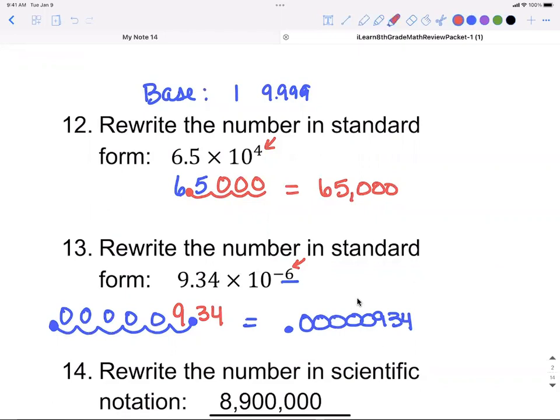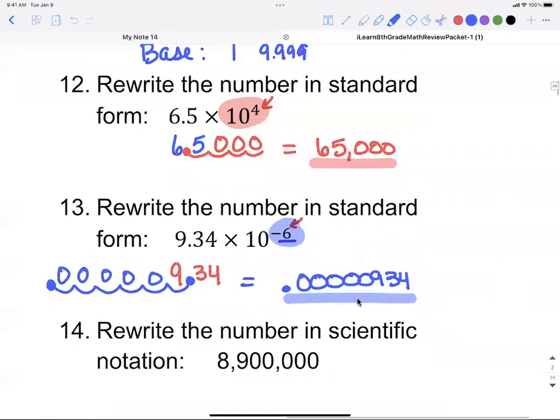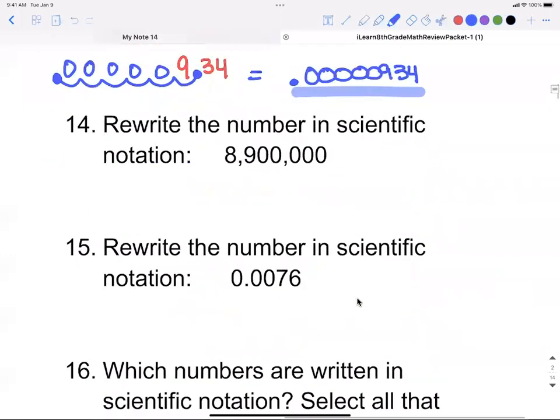Again, just as a reminder, positive exponents give you big numbers. Negative exponents give you teeny tiny numbers. And that's a teeny tiny number because that is way less than 1.